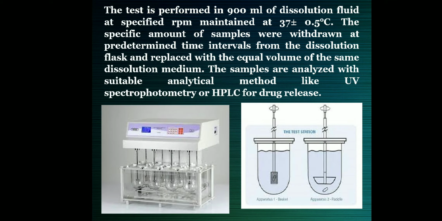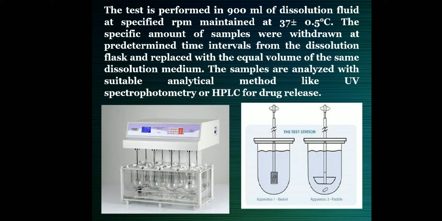The test is performed in 900 ml generally. This depends on the solubility of the drug and the official method. Generally 900 ml dissolution fluid is taken, and the machine is rotated at the RPM which is also reported by the standard test, at 37 plus minus 0.5 degree centigrade. Generally single container dissolution test apparatus were available in old days. Nowadays machines containing 6 to 12 dissolution flasks are available.